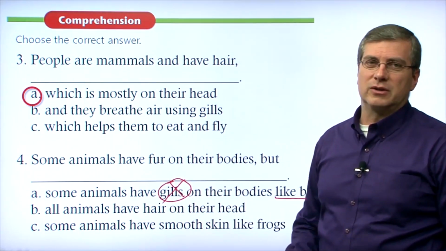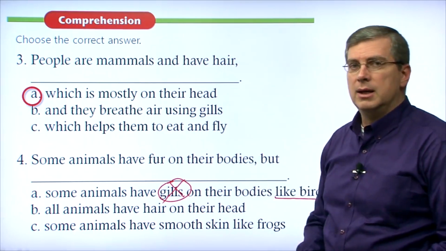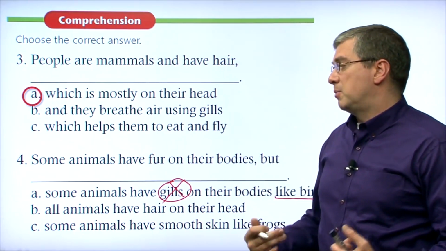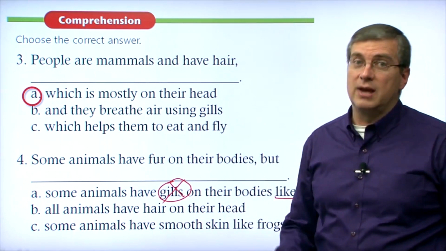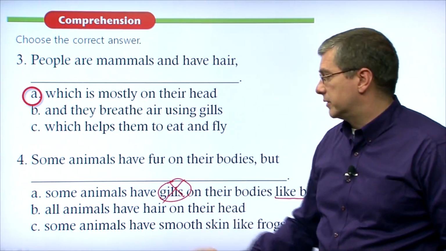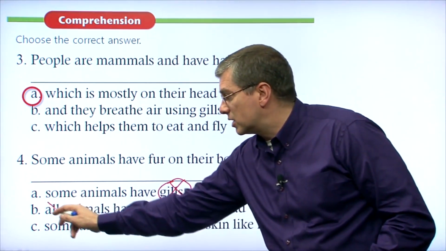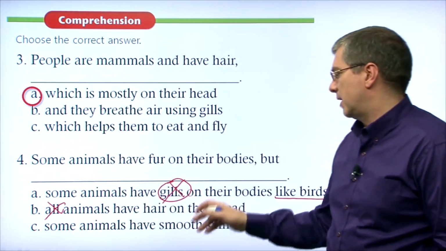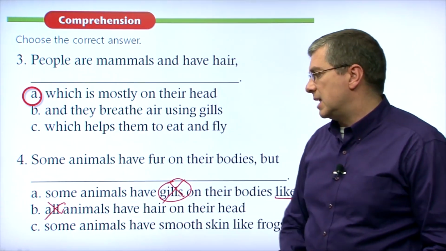We don't see sharks or birds flying around with a head of hair on the top of their head. People have hair on their heads. Dogs have hair on their heads, but not all animals. Not all animals, so we can just X that out. Not all animals have hair on their head. That leaves us with C.